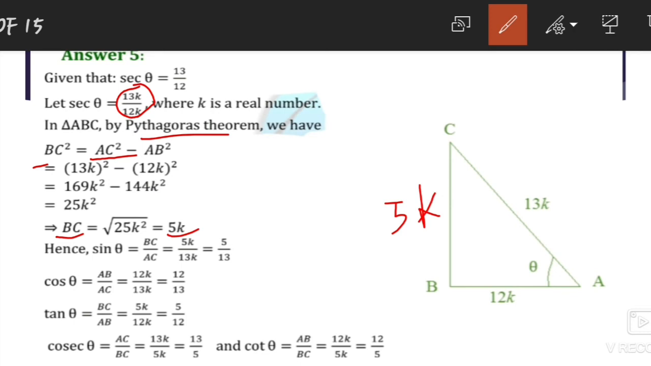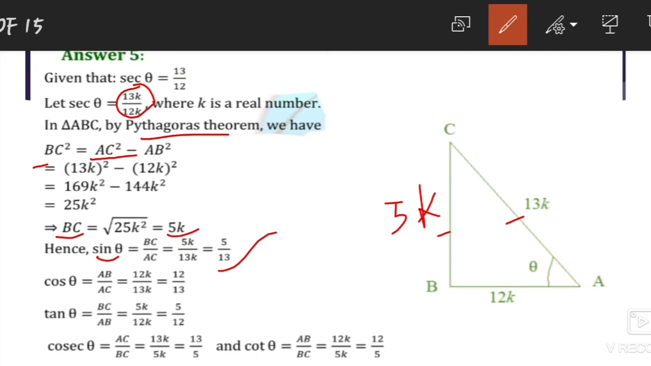So you are getting all the sides of this triangle. Now you have to start with sin theta. What was sin theta? Sin theta is opposite by hypotenuse, that is BC by AC. BC value is 5K, AC value is 13K, that is 5 by 13.